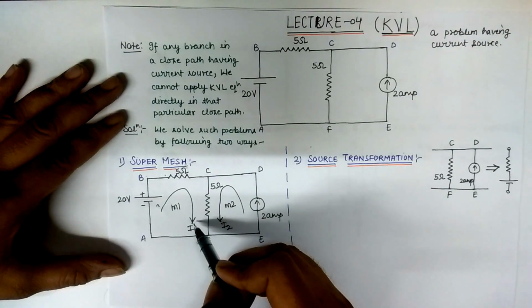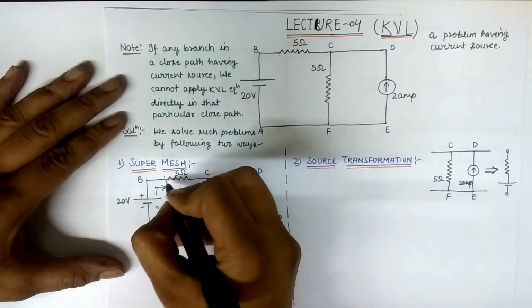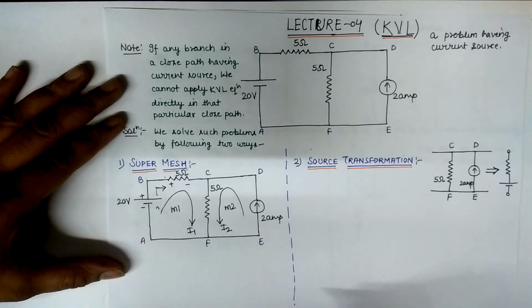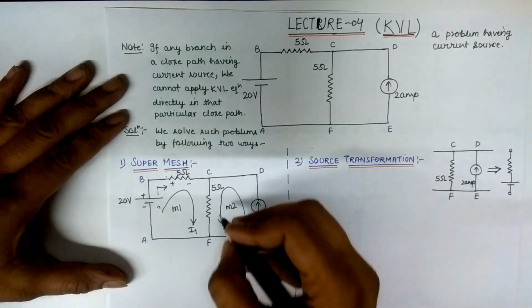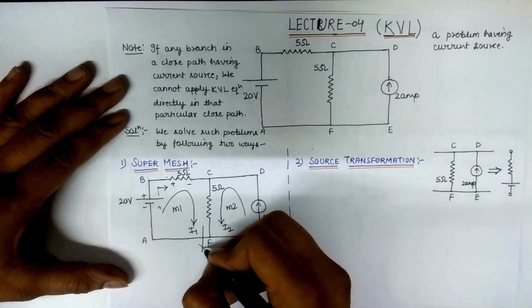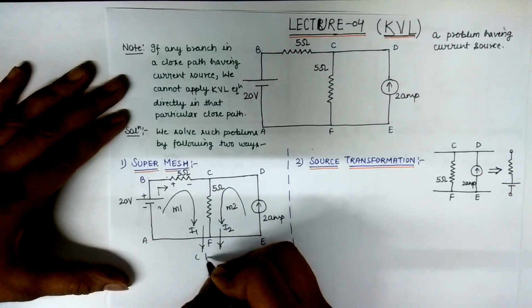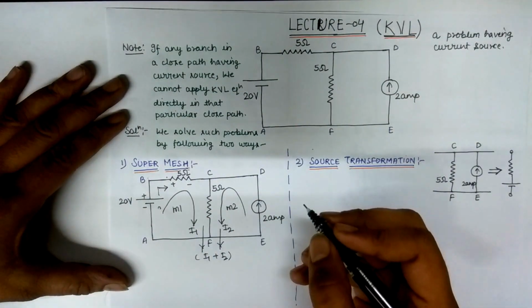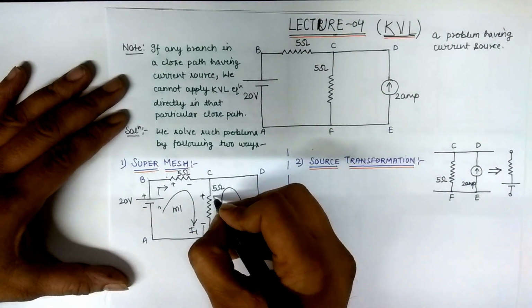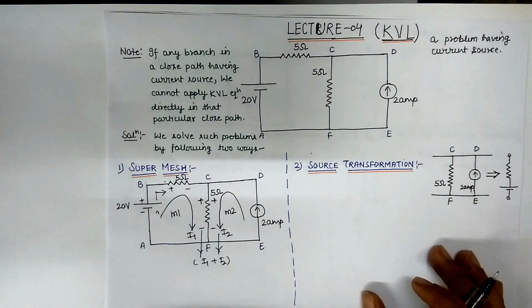I assume current I1 in clockwise. So the current flowing in this resistance from left to right, so this is positive, this is negative. We make this polarity as per our previous conventions. Now again, in this branch, current flows in both meshes in the downward direction, so it would be I1 plus I2. I1 is downward, I2 is also downward. This is positive, this is negative, this is positive, and this is negative. So in this way we solve our question.